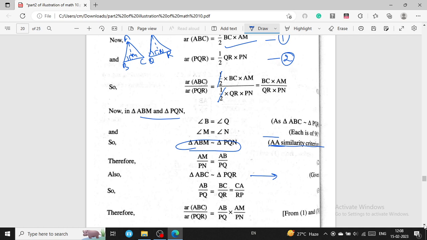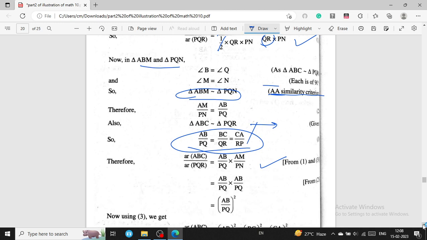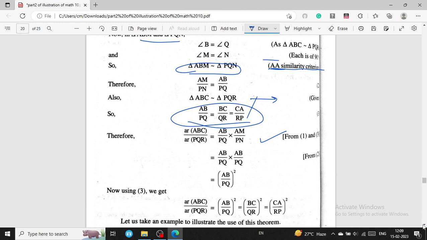And area ABC over area of PQR is equal to AB over PQ multiplied by AM over PN, from the first and third equation. You can write in place of BC over QR, AB over PQ, because all these terms are equal. So that's why we can replace it. After that, when we replace AM over PN with AB over PQ, you can see that AB whole square over PQ whole square.